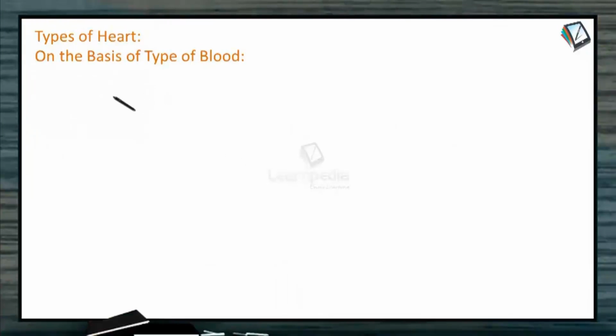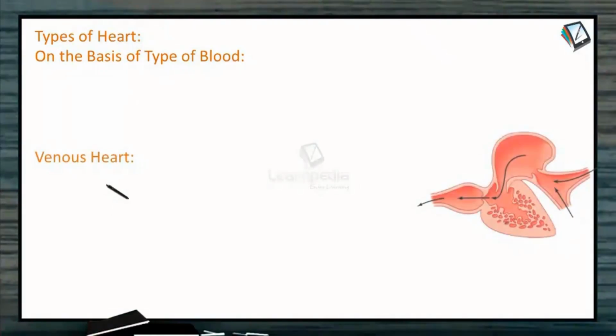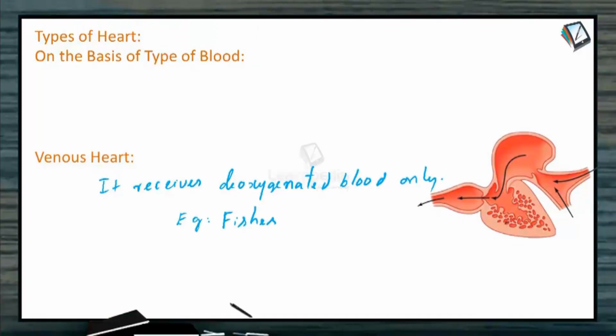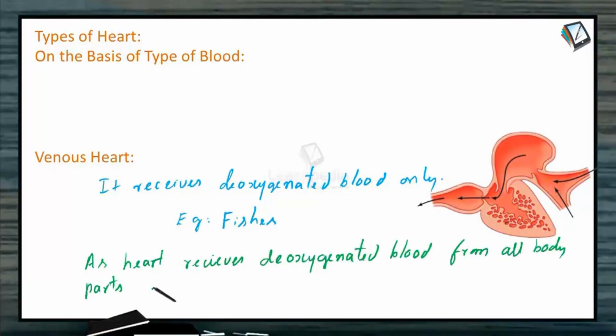Hearts are divided into two types. One is venous heart. It receives deoxygenated blood only. Example, fishes. So actually, the heart receives deoxygenated blood from all body parts except gills. That is why it is called a venous heart. It always pumps deoxygenated blood to the gills for oxygenation.